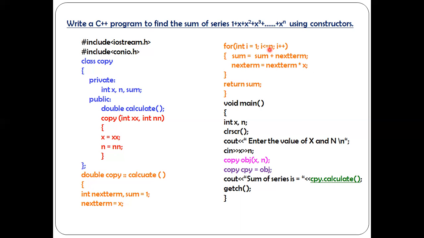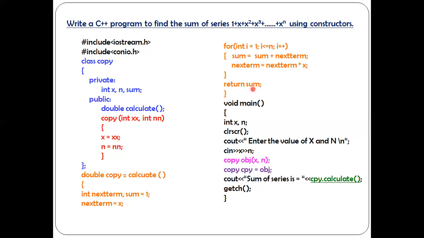That means the value of n is 5. So first time it will be 1 is less than or equal to 5. Then next time 2 is less than or equal to 5. Then next time 3, next time 4, next time 5. This for loop will execute how many times? 5 times, right? From 1 to 5. Got the point? These two statements will execute again and again. When the test condition becomes false, it won't execute these two statements. It comes out of the for loop and executes which statement? Return sum. Whatever the value stored in sum will be sent back to the main function.